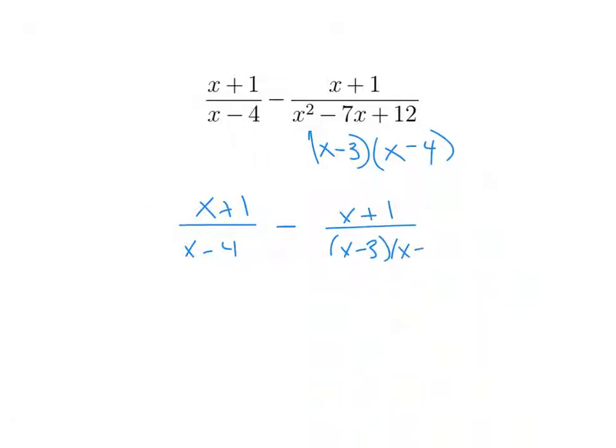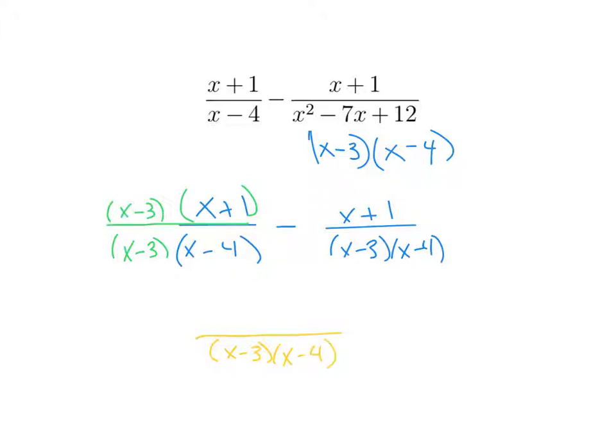So what I'm going to notice here is that my first fraction does not have the x minus 3. So I'm going to give the x minus 3 on the top and bottom. Now that means that both my bottoms have the x minus 3, x minus 4 denominators. So because they have a common denominator, I can rewrite this as a single fraction with x minus 3 times x minus 4.